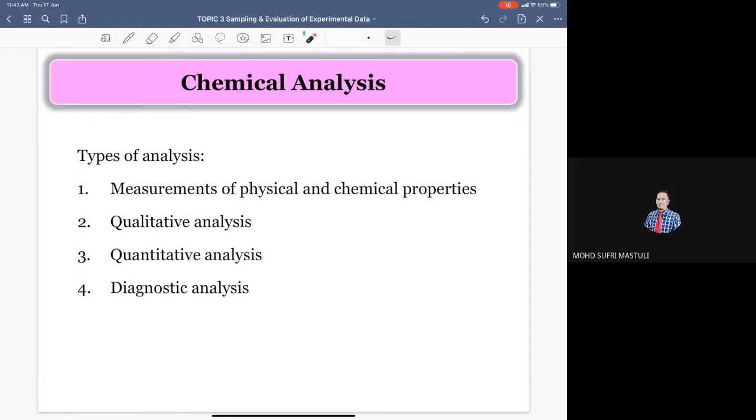There are several analyses in research or in the laboratory, like we can do the analysis for physical and chemical properties. We can do the qualitative analysis, quantitative analysis, and also diagnostic analysis. However, in this subject, CHM421, we will focus more on the qualitative and also quantitative analysis.